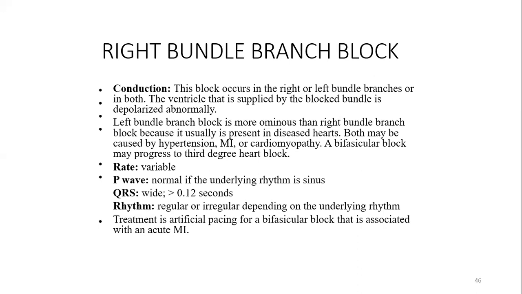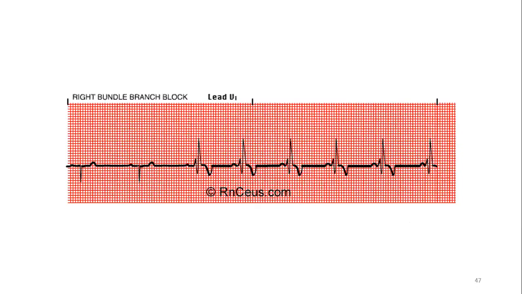The rate is variable. The P wave here is normal if the underlying rhythm is sinus. The QRS complex could be widened, greater than 0.12 seconds. The rhythm may be regular or irregular depending on the underlying rhythm. Treatment is with the use of an artificial pacemaker for a bifascicular block that is associated with acute MI. This is what the ECG strip looks like.